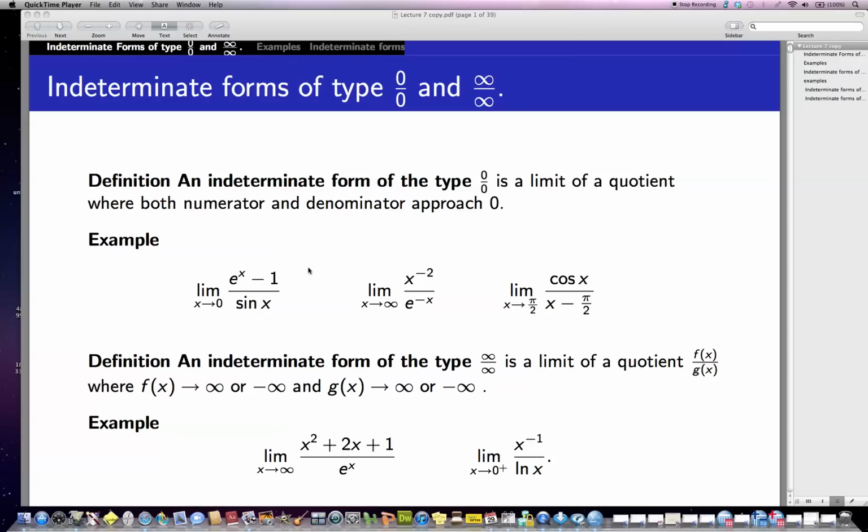Also, an indeterminate form of type infinity over infinity is a limit of a quotient f of x over g of x, where f of x approaches either plus or minus infinity, and g of x also approaches either plus or minus infinity. An example here is the limit as x goes to infinity of this polynomial over e to the x. Of course the polynomial is approaching infinity as x goes to infinity, and so is e to the x, but as we know from class, e to the x is getting there at a much faster rate, so in fact we'll see using L'Hopital's rule that this limit is 0.